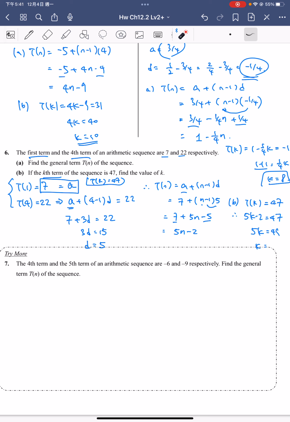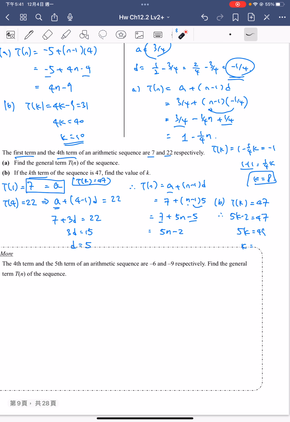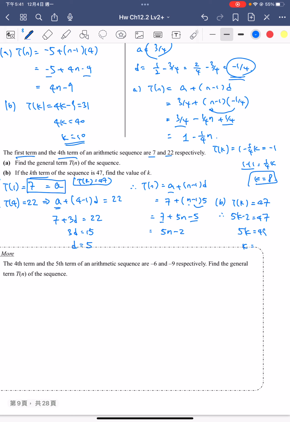Now let's think about it. The general term is equal to a plus n minus 1 times d. So we just substitute all the things inside it. So now we have 7 plus n minus 1 times 5. So 7 plus 5n minus 5 is giving you 5n minus 2, isn't it? That's correct. Sorry, this is going to be 5n plus 2. Sorry, so that's the mistake.